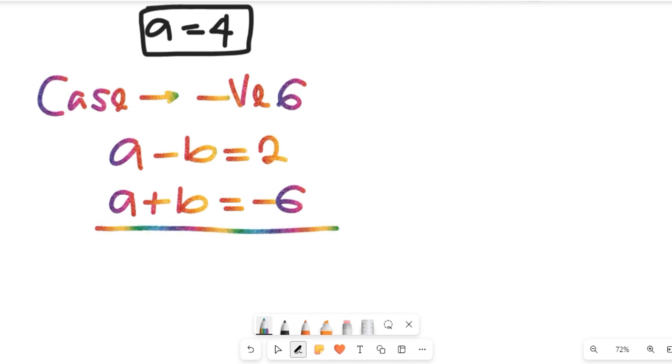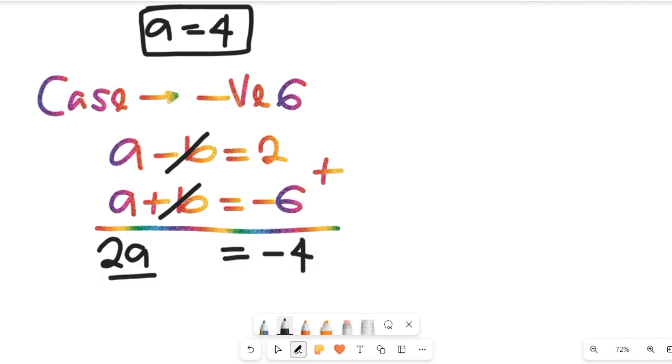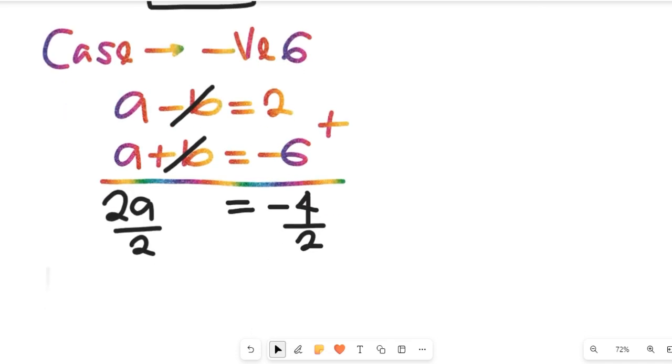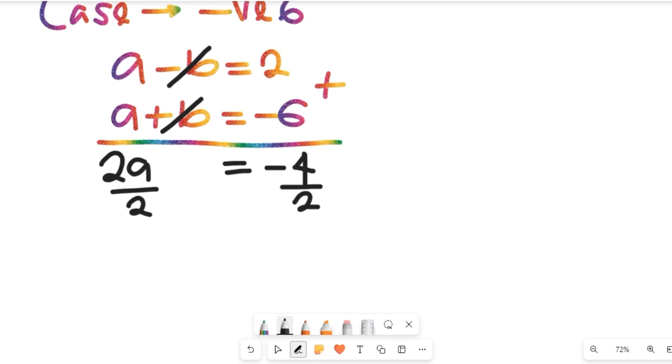So if we add these two expressions, you come to see that this will clear the b. And then we'll have 2a equal to, if you add this, negative 4. So if we divide by 2 on both sides, we're going to have the value of a to be equal to negative 2.